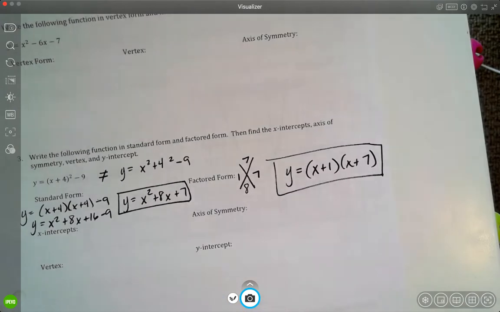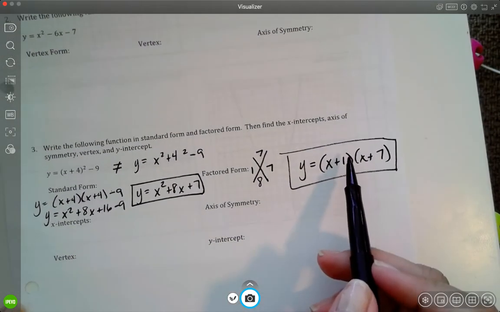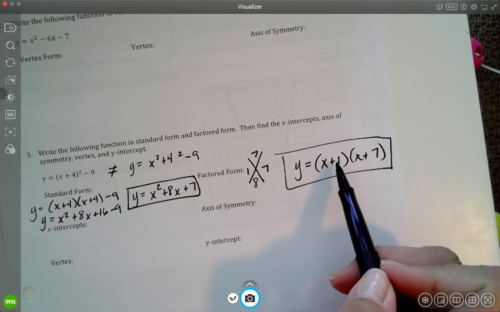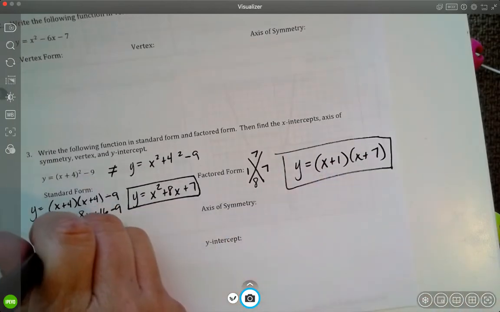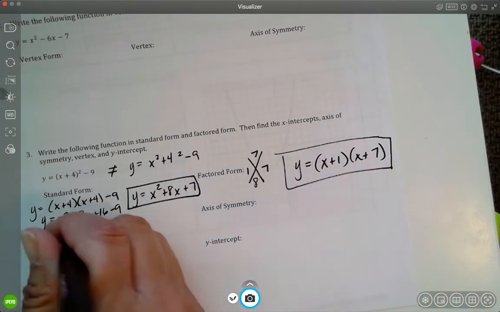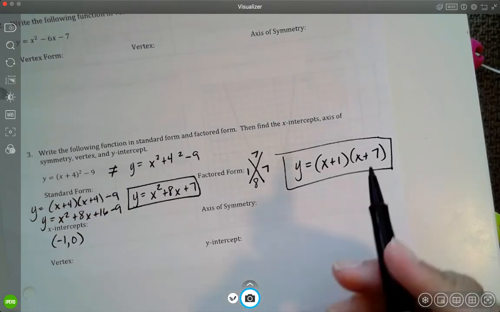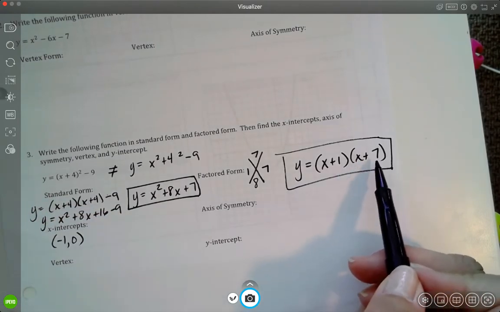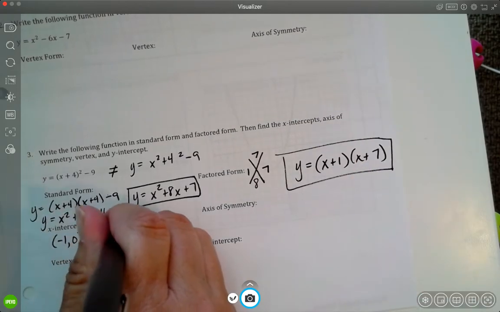What the factored form does is help us know the x-intercepts, because the x-intercepts are whatever's going to make this 0. So what's going to make this quantity 0? x equals -1. So -1, 0 is an x-intercept. And whatever's going to make this quantity 0, which is -7. So -7, 0 is our other x-intercept.